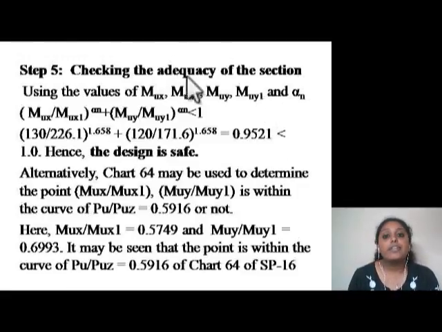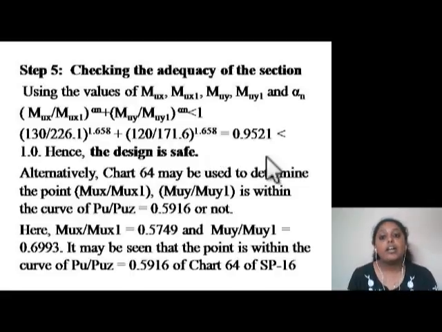After this we have to check the adequacy of the section. We know MUX, MUX1, MUY, MUY1 and alpha n. Just substitute the values in this equation and we should check whether it is less than or equal to 1. So by substituting the values, we will get 0.951, that is less than 1, hence the section is safe.